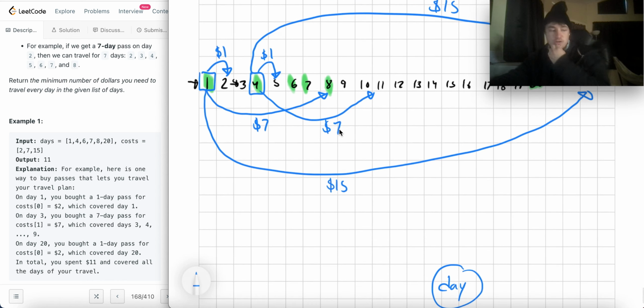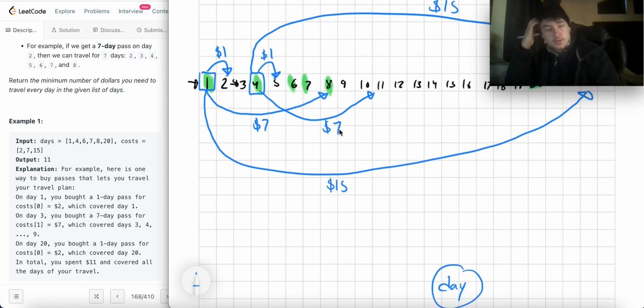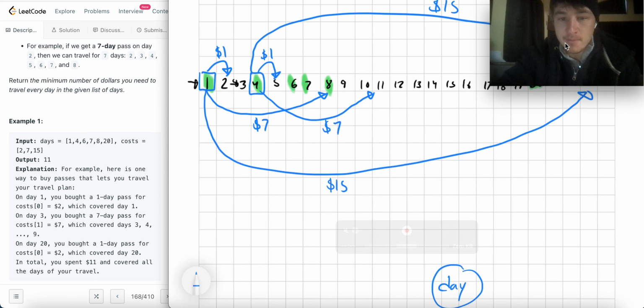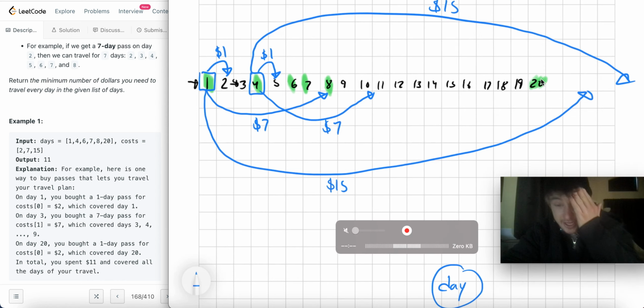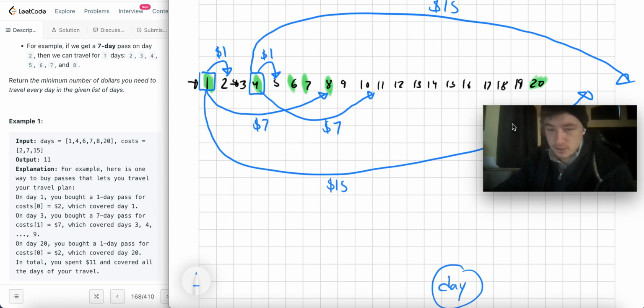Well, I'm trying to think about how I'm going to articulate this. Yeah, so I could solve this problem in reverse, right? I could solve for day 20, then day 19, then day 18, then day 17. Could I solve it in reverse? Yeah, it'd be the same problem, or you could do it the other way.